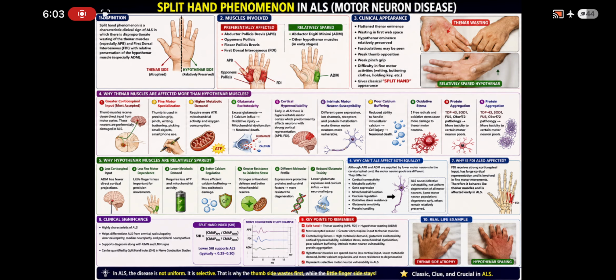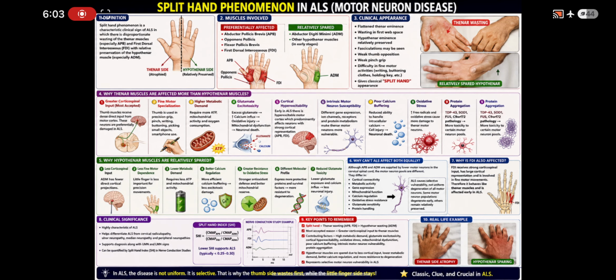Split hand phenomenon in motor neuron disease, ALS. The split hand phenomenon is one of the most characteristic clinical signs of amyotrophic lateral sclerosis, ALS, the most common form of motor neuron disease. It refers to the disproportionate wasting of the thenar muscles and the first dorsal interosseous muscle, with relative preservation of the hypothenar muscles. In other words, the muscles on the thumb side of the hand become markedly wasted, while the muscles on the little finger side remain comparatively preserved, especially during the early stages of the disease.